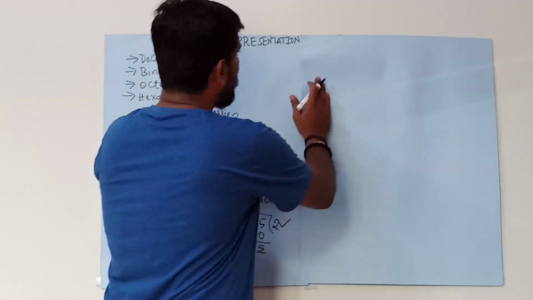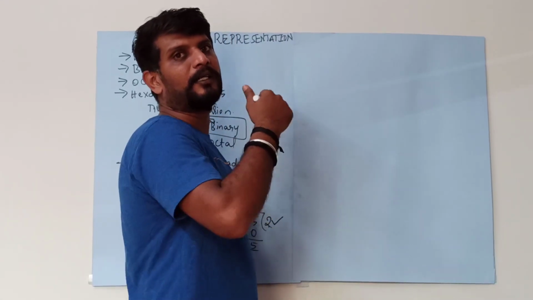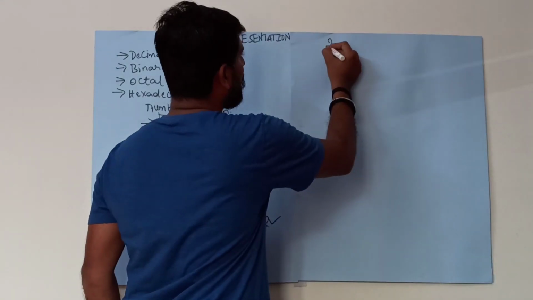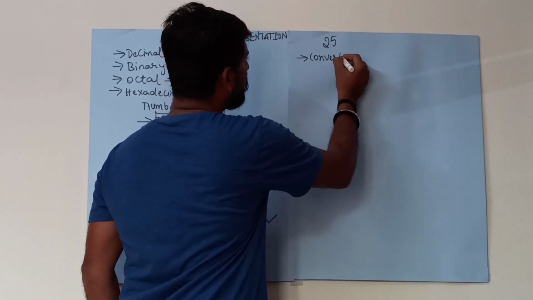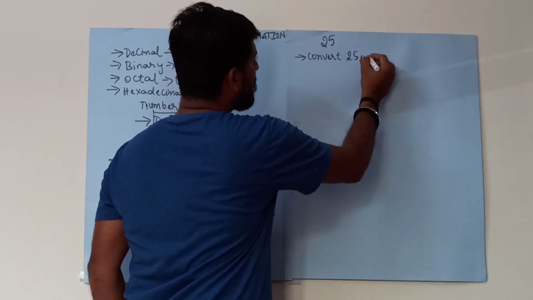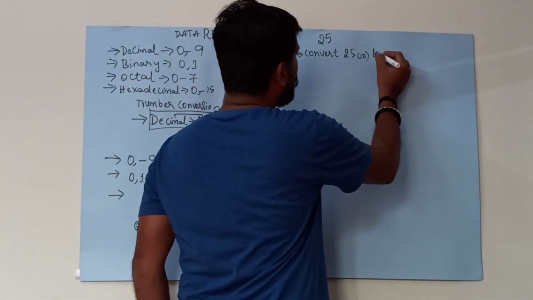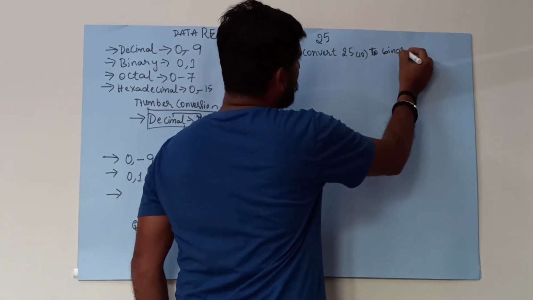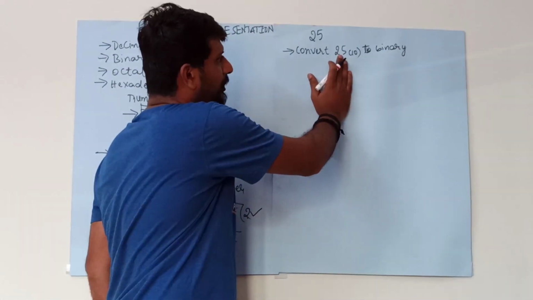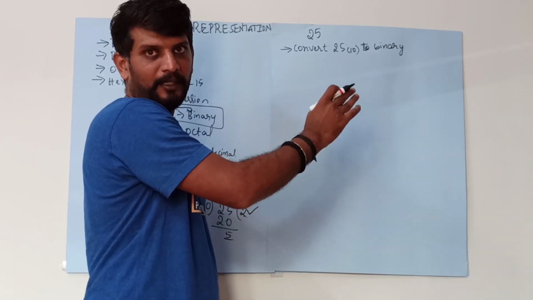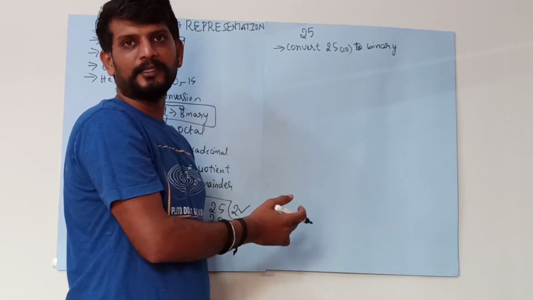Okay. Now I am taking one number and I will convert that number into a binary number. Let us consider the question will be like this: convert 25 to the base 10, because base 10 means it is a decimal number, to binary. In your examinations you will have questions like this: convert a particular number to the base 10. Base 10 means decimal, base 8 means octal, base 2 means binary, and base 16 means hexadecimal.